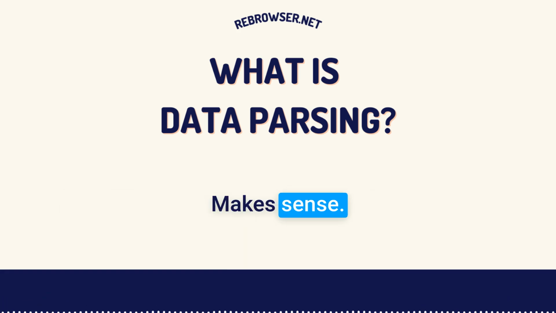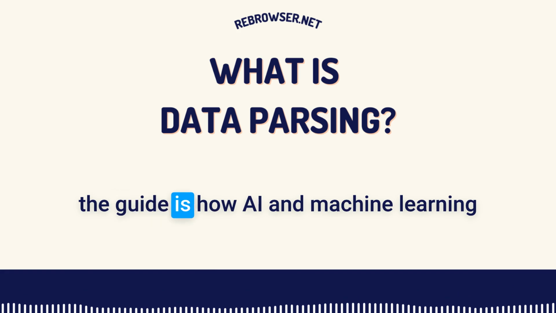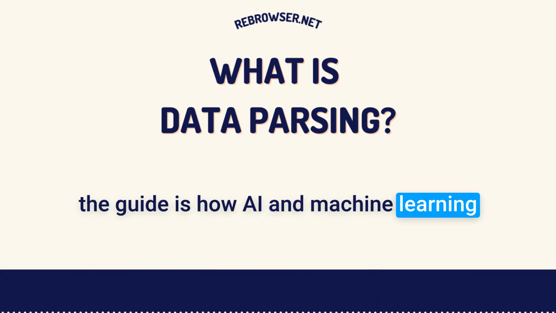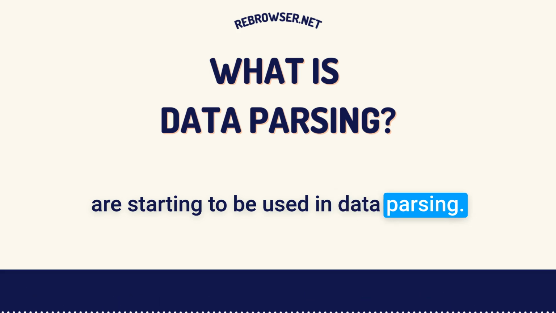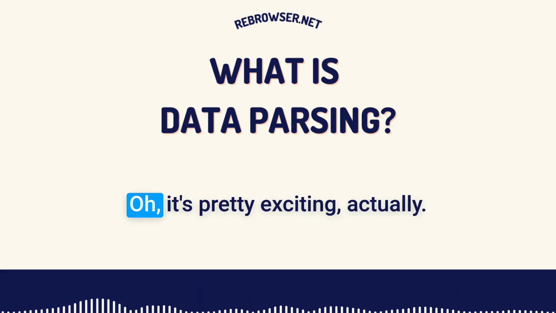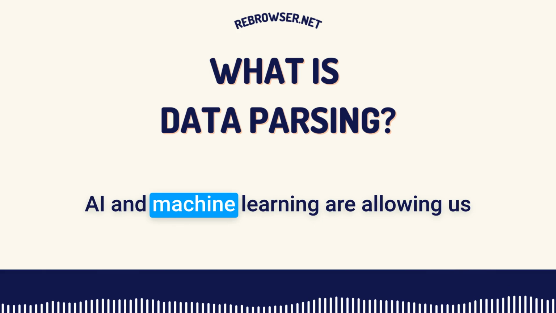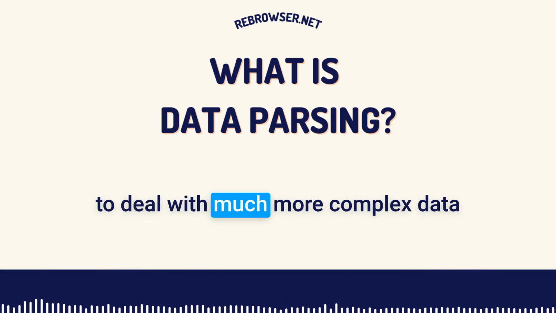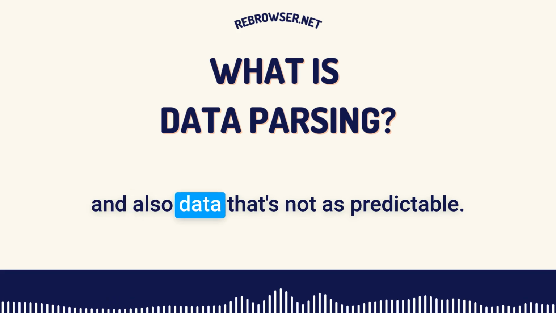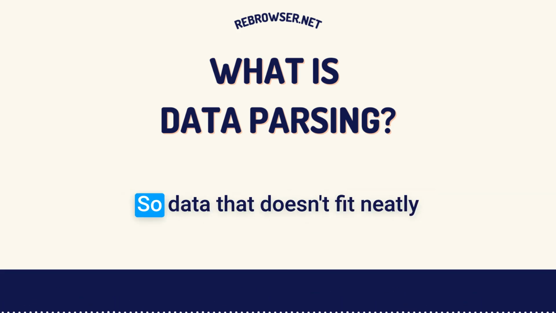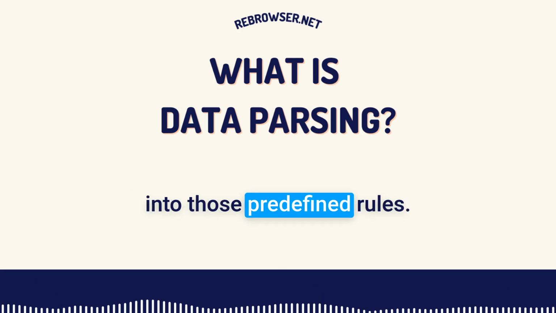Makes sense. Now, one thing that really caught my eye in the guide is how AI and machine learning are starting to be used in data parsing. How is it changing things? Oh, it's pretty exciting, actually. AI and machine learning are allowing us to deal with much more complex data and also data that's not as predictable. So data that doesn't fit neatly into those predefined rules.